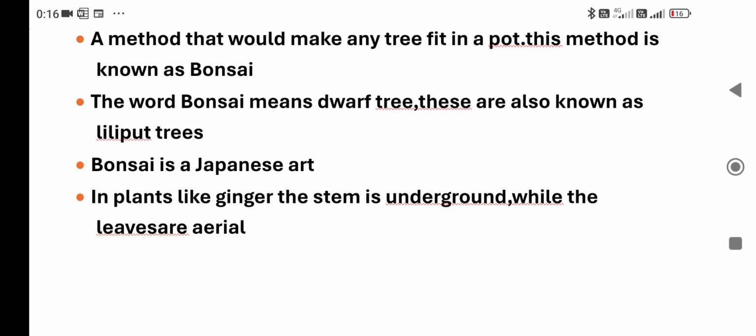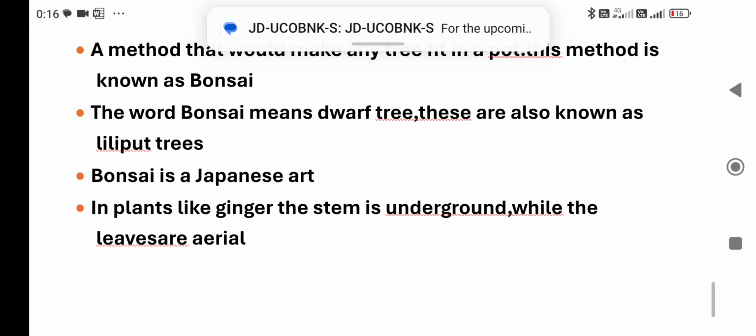In plants like ginger, the stem is underground while the leaves are aerial. If you observe the ginger plant, the stem is underground and the leaves are aerial. So here ginger is an example for underground stem modification. Clear?